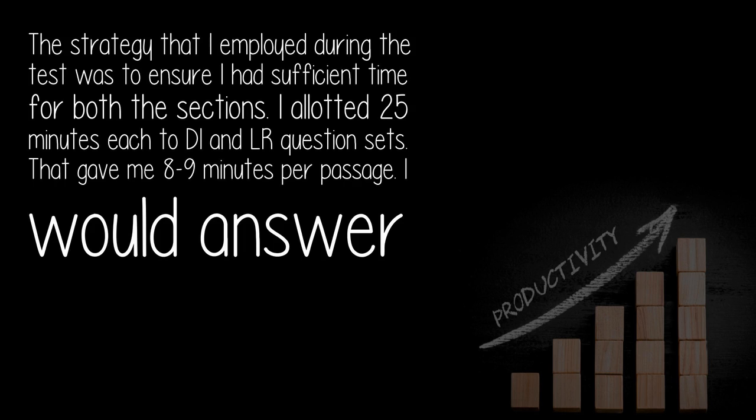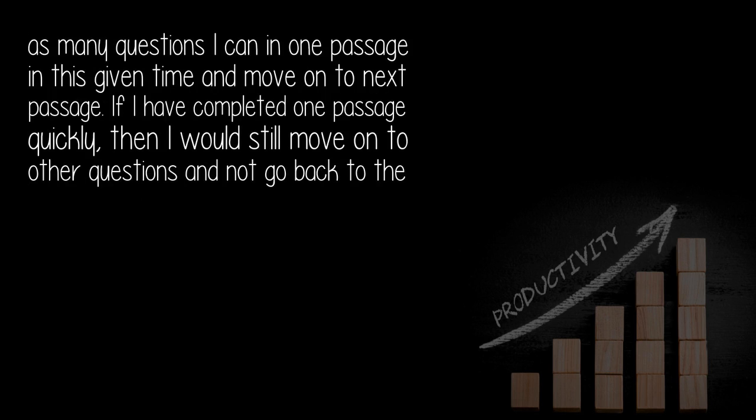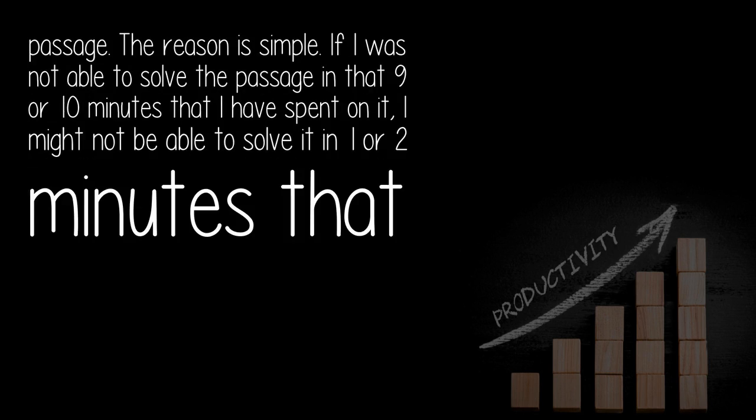The strategy that I employed during the test was to ensure I had sufficient time for both the sections. I allotted 25 minutes each to DI and LR question sets. That gave me 8 to 9 minutes per passage. I would answer as many questions as I can in one passage in this given time and move on to the next passage. If I have completed one passage quickly, then I would still move on to other questions and not go back to the passage. The reason is simple.